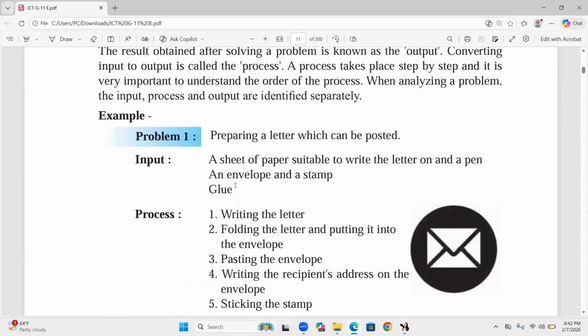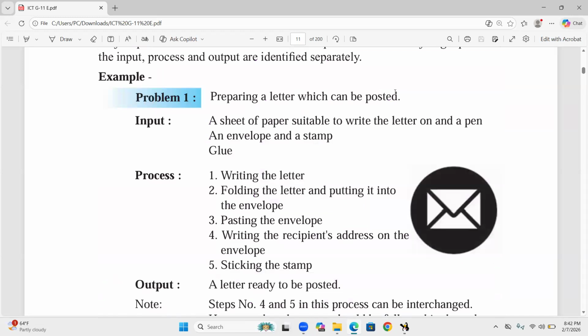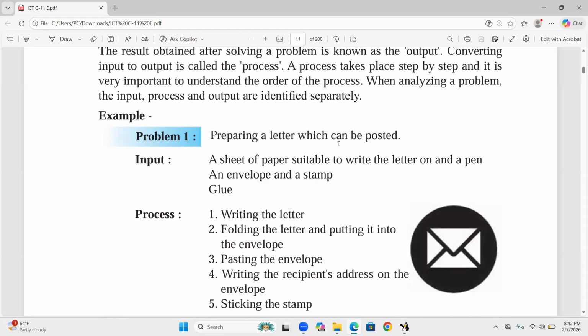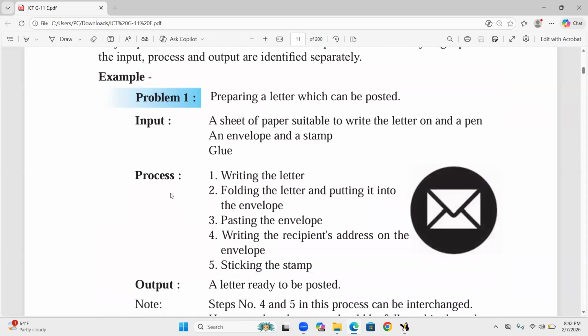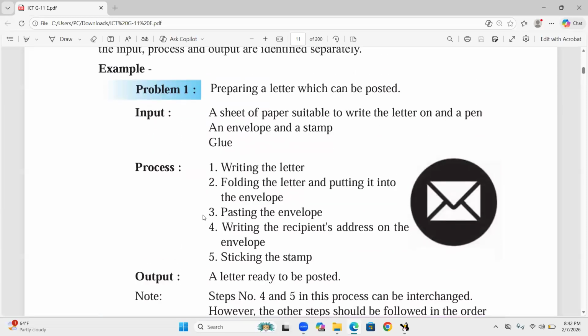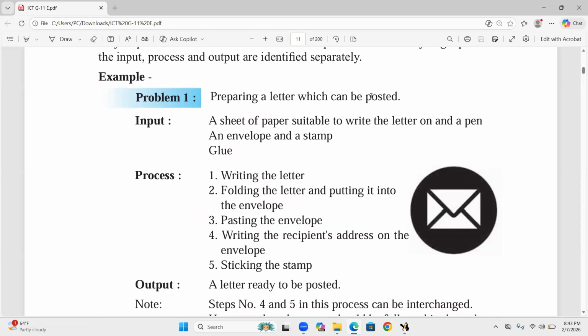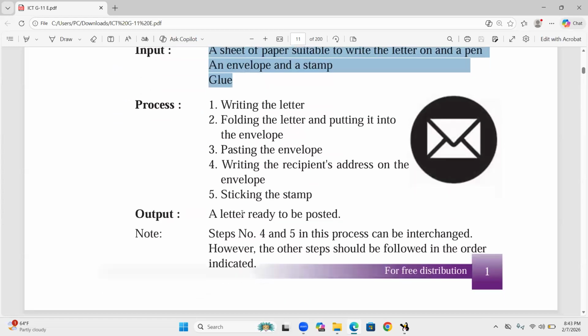So here one problem is there, preparing a letter which can be posted, right? So we can analyze a problem within these three basic components, right? Input, process, and output. So when we analyze this problem, I'm preparing a letter which can be posted. So the inputs, right? A4 sheet and a pen and envelope and a stamp and also glue, right? So these are the inputs that we need to prepare a letter to be posted, right?